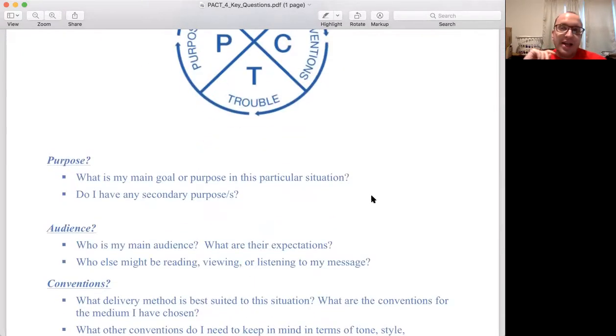So anytime you have a piece of writing or a presentation, you're trying to make sure that you're communicating well, you always have to ask yourself, what's the purpose? What purpose are you trying to accomplish? What's the main goal or purpose in this particular situation? Do I have any secondary purposes?